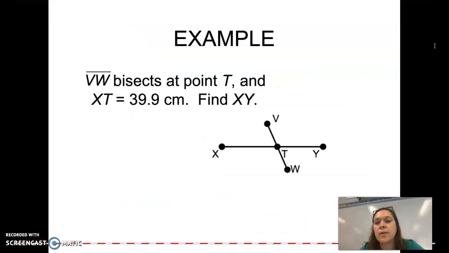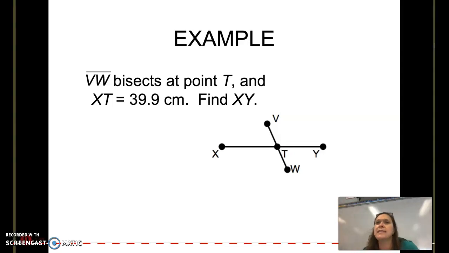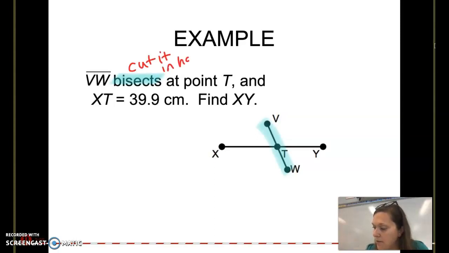Okay, so let's go to our first example. Now I apologize, this diagram is not drawn to scale. I did not do a good job of creating this diagram myself. We're going to pretend that T is in the middle, though T clearly does not look like it's in the middle. But we're going to pretend that line segment VW bisects. So bisects means that we're going to cut it in half.